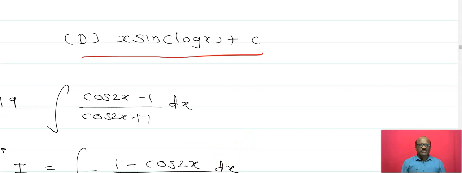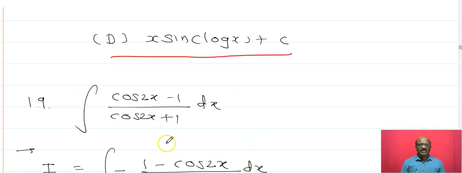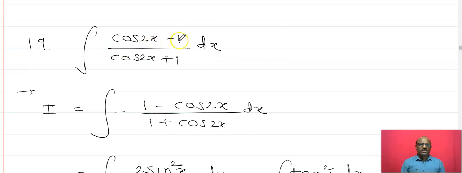Now the next problem, problem number 19. Integral of cos of 2x minus 1 upon cos of 2x plus 1. Take the minus sign as common. That is the integral of minus in brackets 1 minus cos of 2x upon 1 plus cos of 2x.